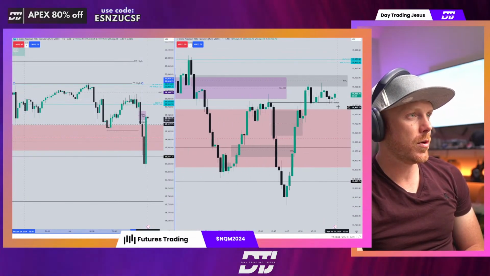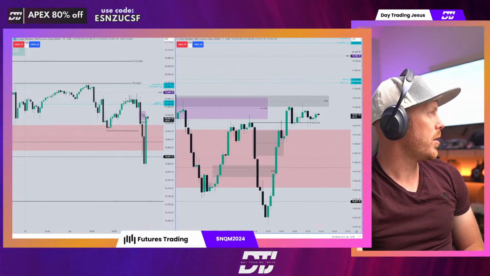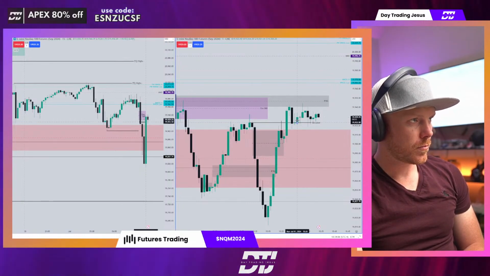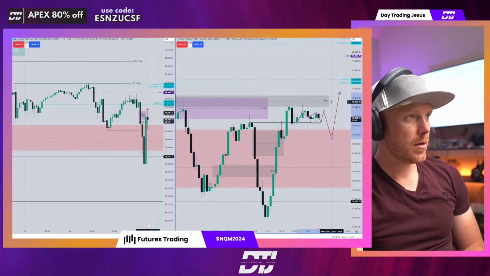I still think it wants to go higher, and I like this consolidation. So here's what I wouldn't mind seeing. We do this consolidation going up and down. We manipulate lower real quick, and then we close above this. That is what I would want to see.